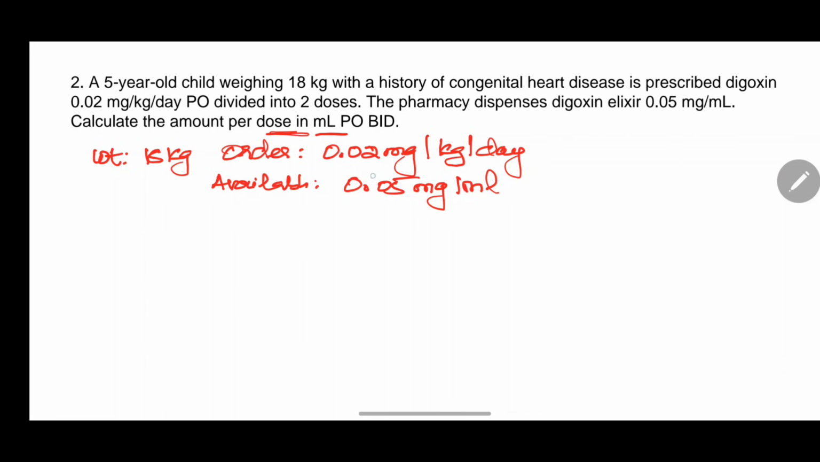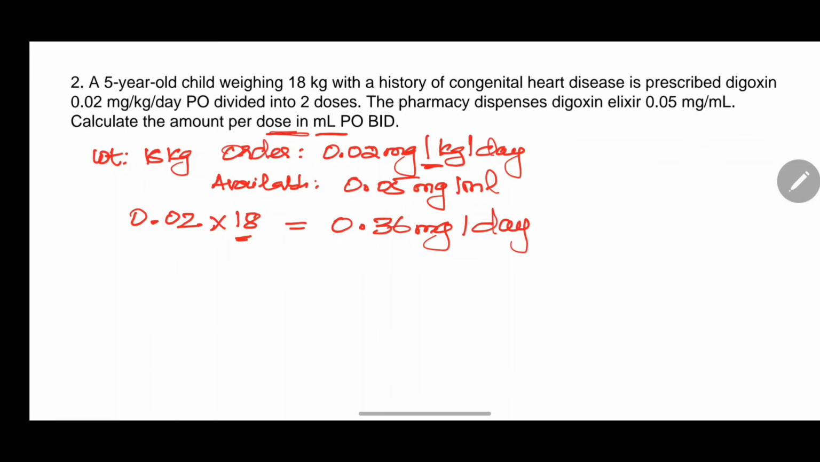Okay, now the order is for 1 kg, right? So the first thing we have to do is, according to the kg of the patient, we have to convert it. That is the first step in all the problems. So 0.02 into 18, because the weight of the patient is 18 kg, that is equal to 0.36 milligram per day we can get.